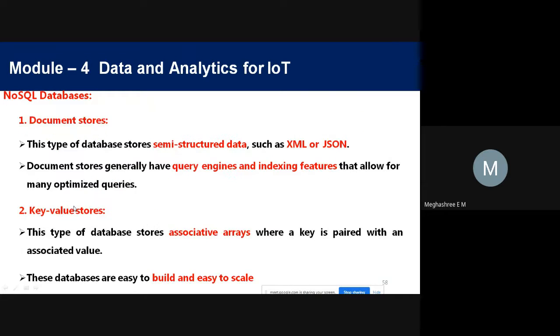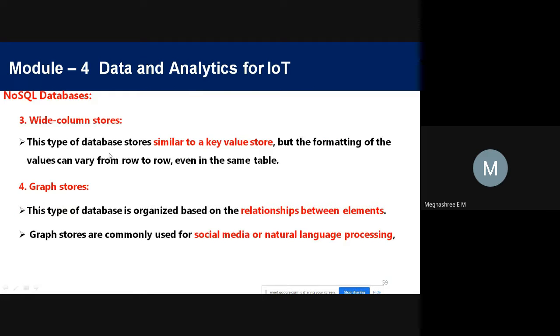So what are document stores? This type of database stores semi-structured data, like XML or JSON. Document stores have query engines and indexing features that allow for many optimized queries. The second one is key value stores. This type of database stores associative arrays where a key is paired with an associated value. These databases are easy to build and easy to scale up.